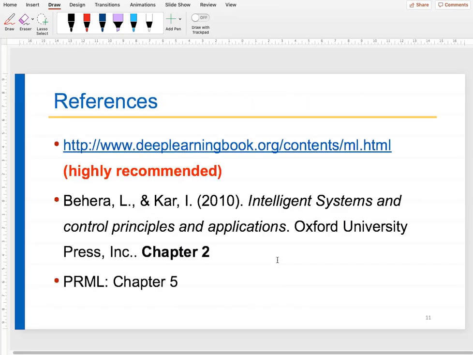Okay. Now some references. This deep learning book, this chapter, I think this is the second chapter, maybe the ML chapter, is highly recommended. Please go through it. It discusses various concepts which we discussed briefly here, regularization, normalization, and things like that. And then Professor Behra's book is there, which explains neural networks and how you find the optimal W for the neural network architecture that is discussed here. And then PRML chapter 5 is again neural networks. But anyways, the first reference is highly recommended for this content.